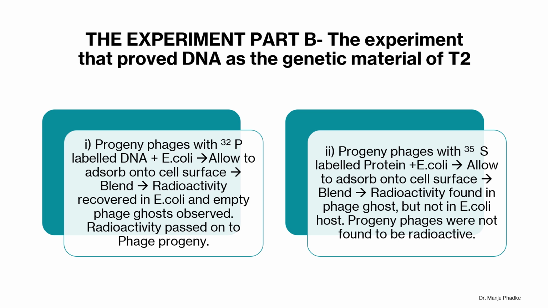In part 2 of the same experiment, the progeny phages that contained radiolabeled protein, labeled with 35S, which was obtained in the previous part A of the experiment, were used. So these progeny phages, which contained radiolabeled sulfur, were mixed with E. coli. Again, the phages were allowed to adsorb onto the cell surface, put in a blender and checked for the radioactivity.